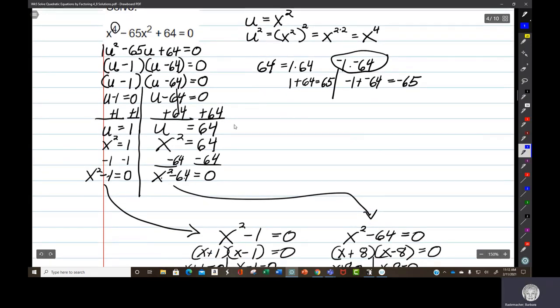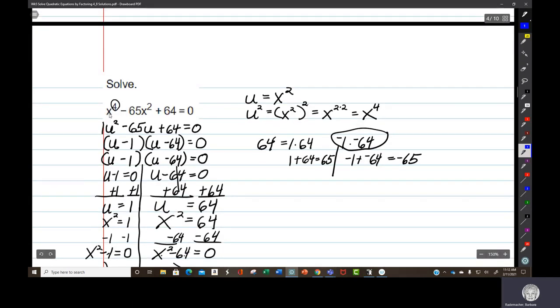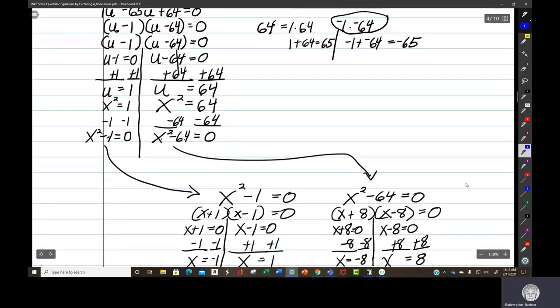So we have to resubstitute. Since u equals x squared, we're going to have x squared equals 1 and x squared equals 64. Well, nobody's interested in what x squared equals. What they want is x. So we have to solve.